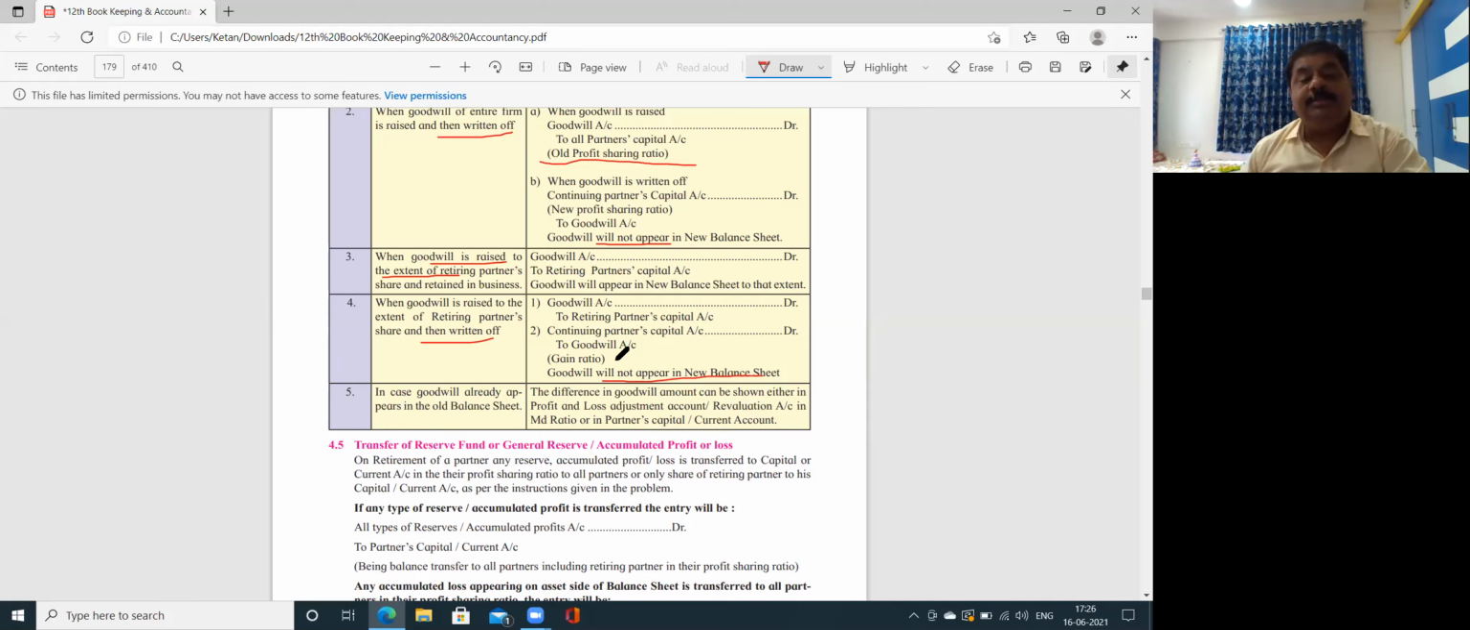here I want to say something about gain ratio. Sometimes this gain ratio is not applicable. Here the ratio applicable is the new ratio only. वही आएगा same. Okay. When is the gain ratio applicable? When the goodwill is adjusted by remaining partners, retiring partner का goodwill remaining partners ने adjust किया और हमने contra entry ले लिया, goodwill का नाम ही नहीं आया, then gain ratio is applicable.